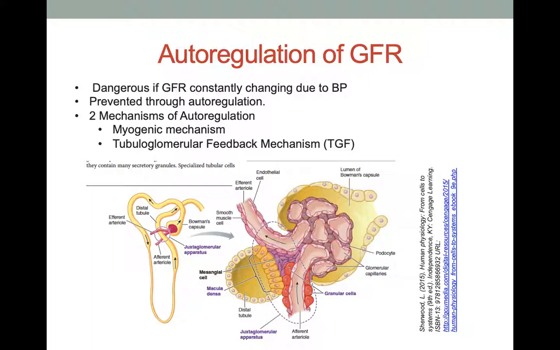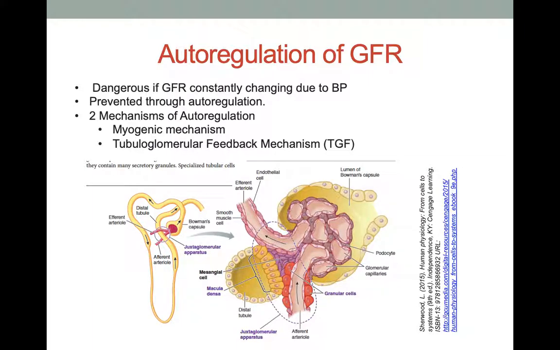So if our blood pressure is up systemically, our afferent arteriole will constrict so that it limits how much blood flow can get in. So we can maintain our GFR within a normal range. If our blood pressure is too low, then we can open that afferent arteriole and allow more blood to come in, and that'll keep the GFR up. So it works in two ways there.